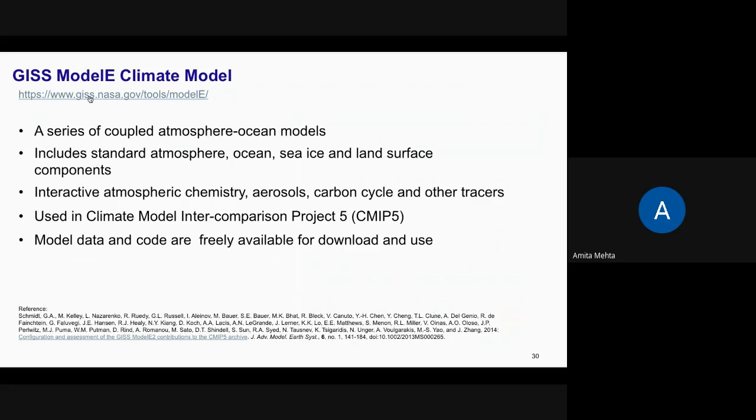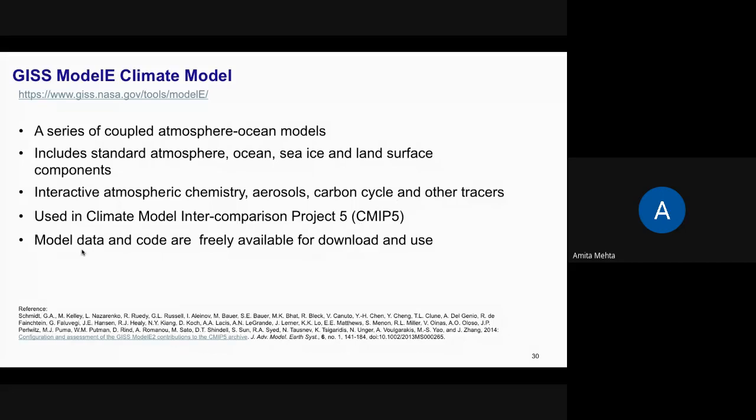Finally, the GISS Model E climate model. It's a series of coupled atmosphere-ocean models. So they include all components: atmosphere, ocean, sea ice, and land surface components. They have interactive atmospheric chemistry and aerosols, carbon cycle, and other tracers. And this is a part of the Coupled Model Intercomparison Project. So they're included in CMIP5 and CMIP6 now as well.